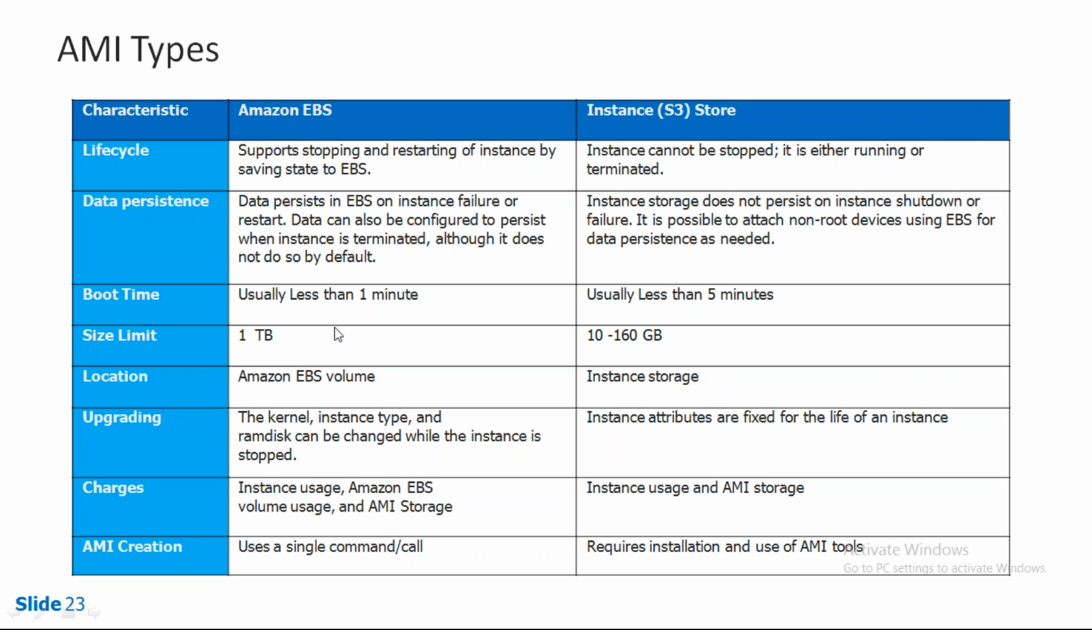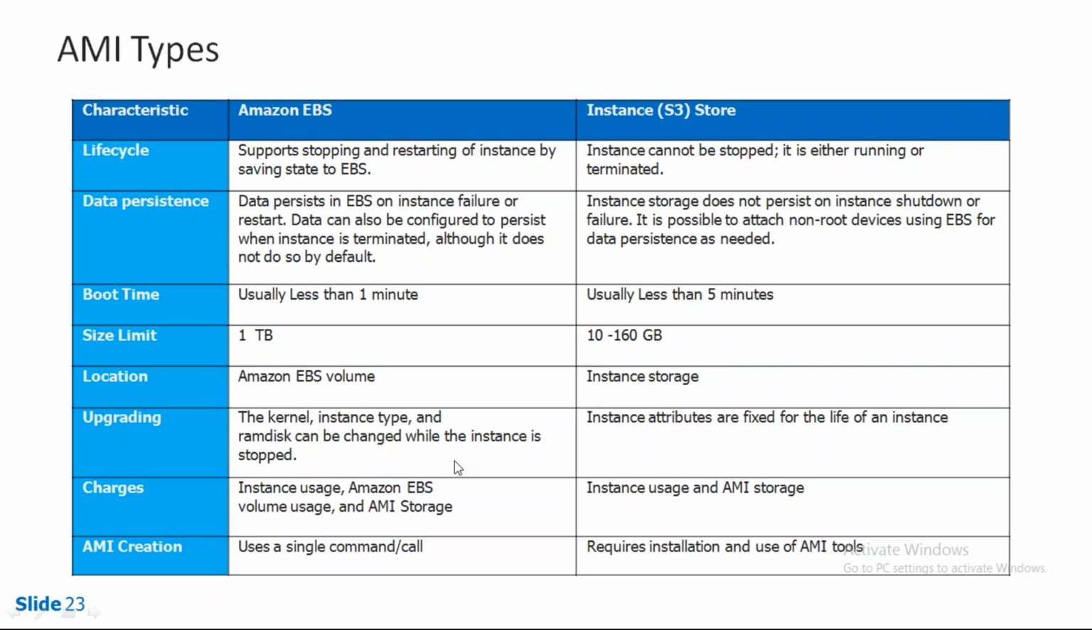Then boot time: usually less than 1 minute for EBS backed, and usually less than 5 minutes for instance stored, so it also takes some time to boot by itself. Then size limit: it is up to 1 TB, while this is just a matter of 10 gigabytes to 160 gigabytes. So that is another concern. Then location: Amazon EBS volume, versus instance stored. And upgrading: the kernel, instance type and RAM disk can be changed while the instance is stopped.